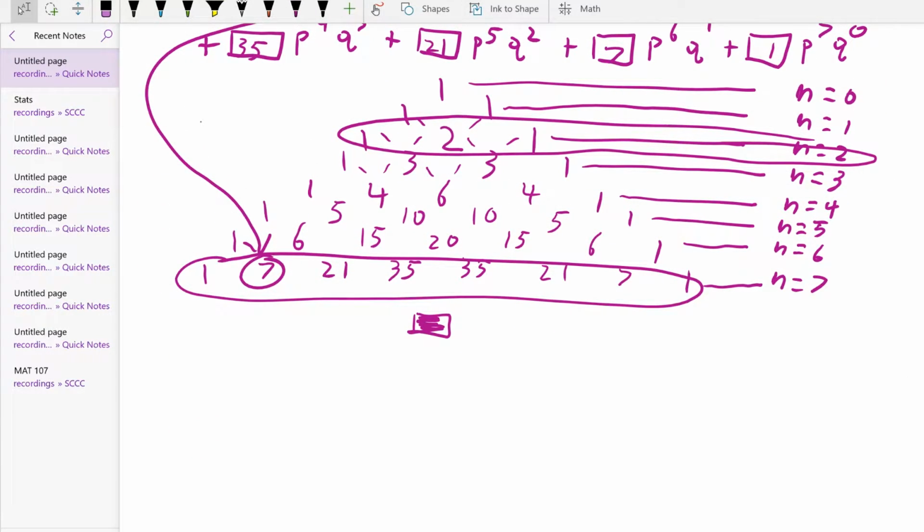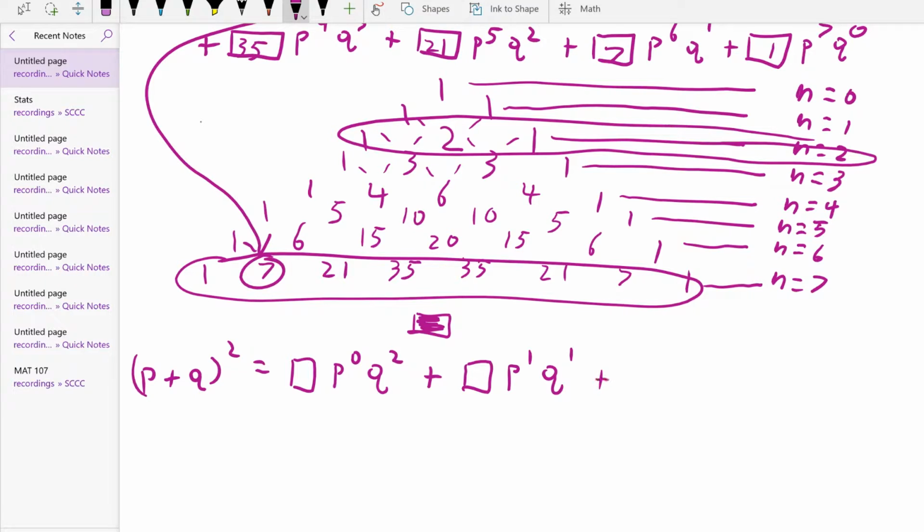So p plus q to the second power using this method is still some number times p to the 0, q to the 2, plus some number times p to the 1, q to the 1, plus some number times p to the 2, q to the 0.